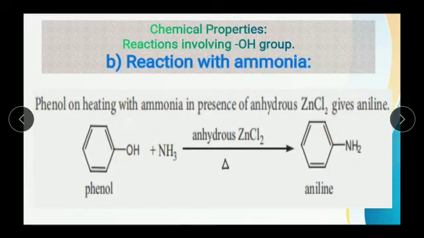OH group is replaced with NH2, this amino group. Then OH and one more hydrogen in ammonia, both get involved and are liberated as water molecule. This is a very important reaction because the product is aniline. Aniline is a very important product.